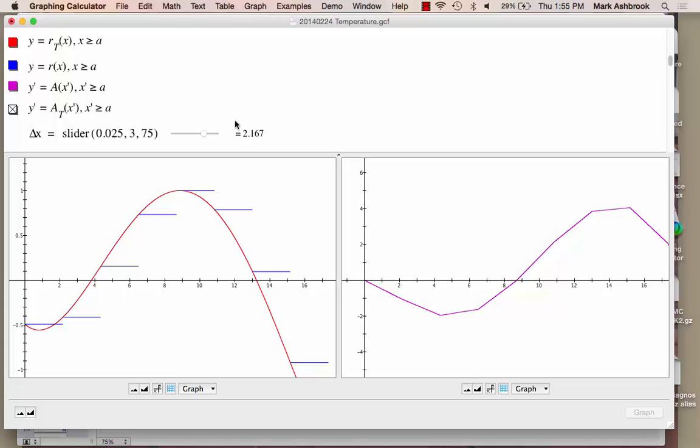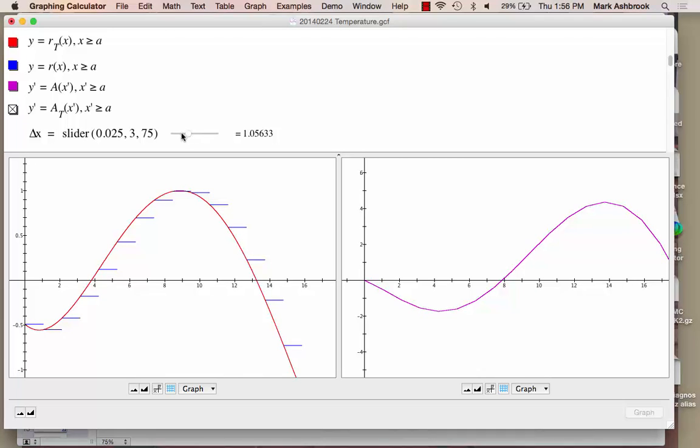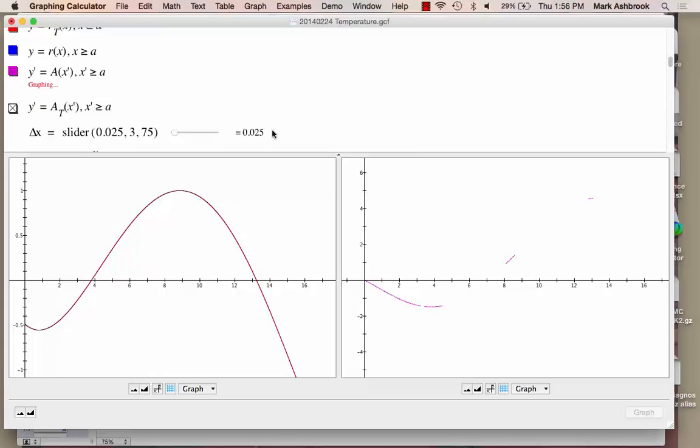And now, to get exact accumulation, what do we do? If we make delta x smaller, our approximate rate function does a better job of pretending to be the actual rate function. And therefore, the approximate accumulation function is better. So here is a delta x of 0.025. And what's happening? That's a really small delta x, 0.025 minutes.